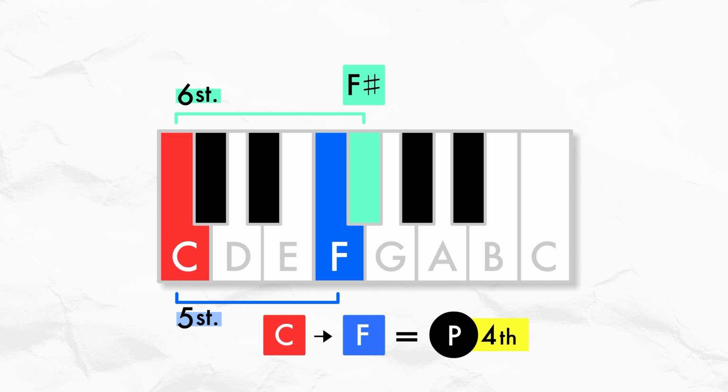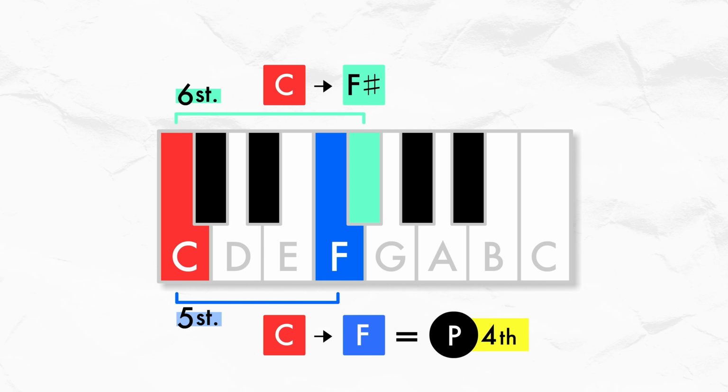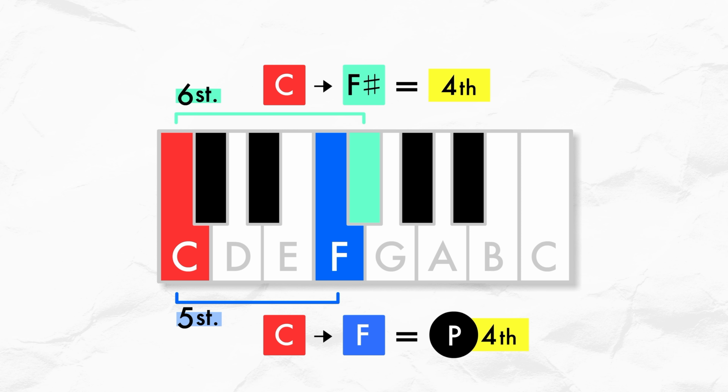F sharp is 1 semitone further, and we said that the quality of an interval a semitone above a perfect interval is called an augmented. So the value of C to F sharp is still a fourth, because F sharp is just an F that's been raised by a semitone, but it's an augmented fourth.